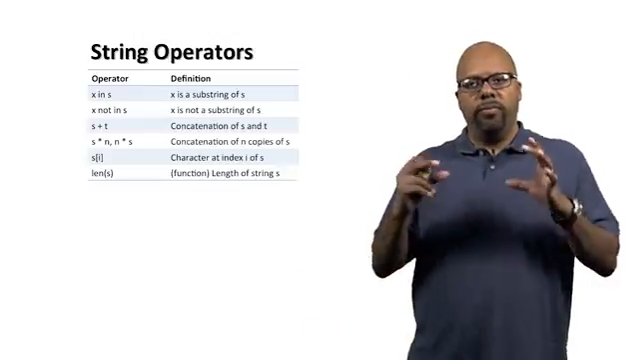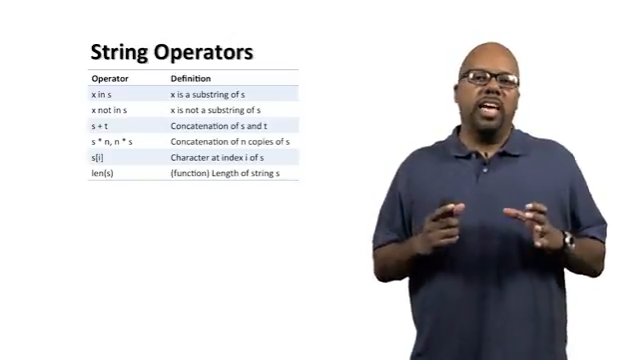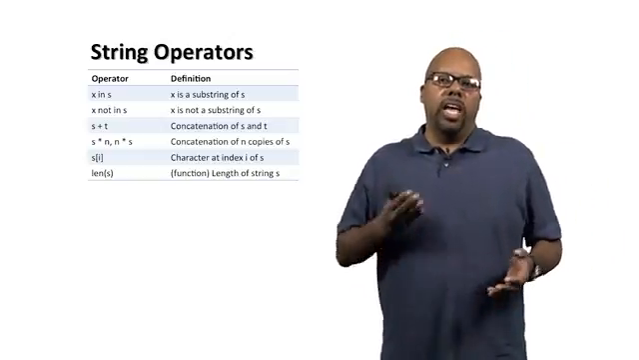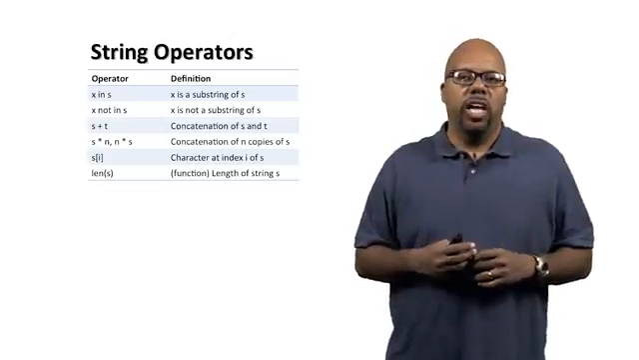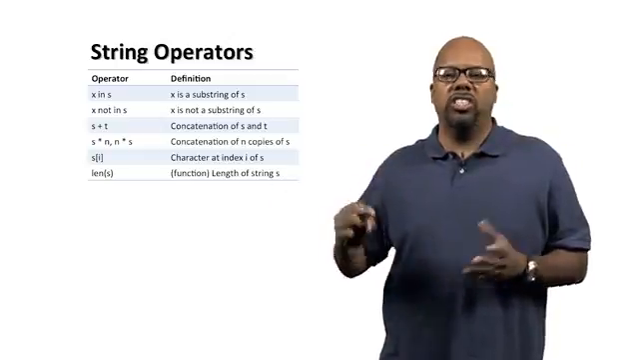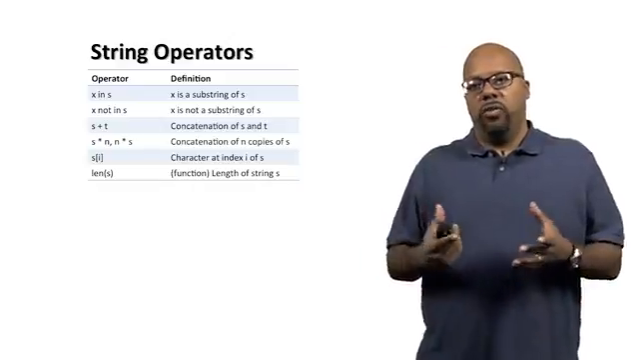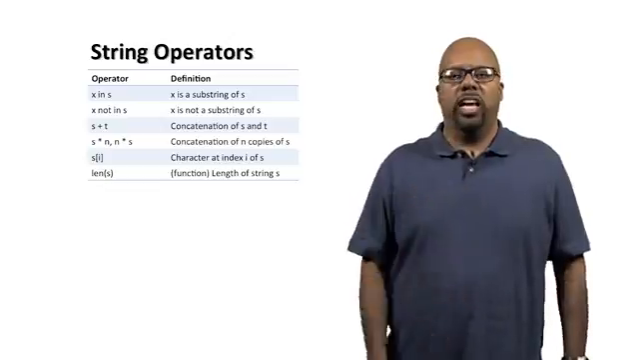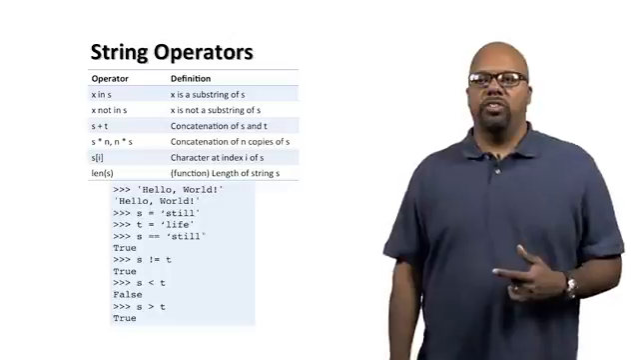Now s bracket i, that's the index operation, and we'll talk about this. But basically, that's how you access an individual character in a string. So if s is a string and i is some integer, s bracket 0 is the first character in that string. And then s bracket 1 is the second character in the string, and so on. So you can access individual characters inside a string using this index operator. And len of s, where s is a string, just tells you the length of the string. You often need to know that. It returns an integer, which is the length. So these are very common operators. Let's look at some operators in action.